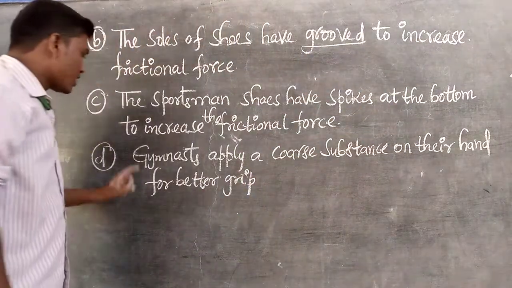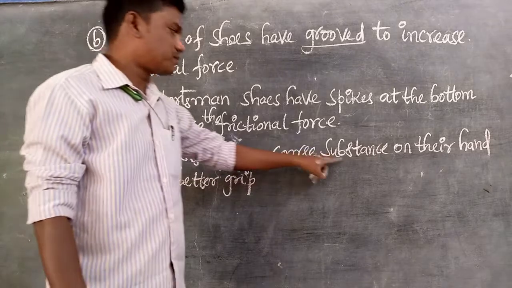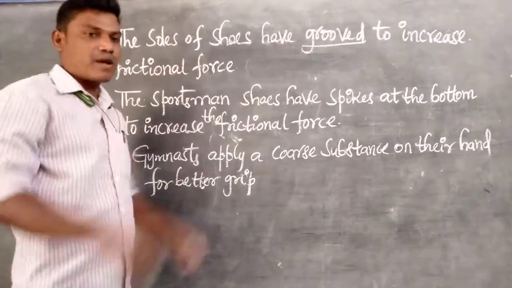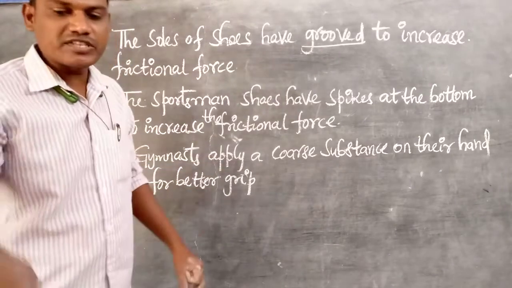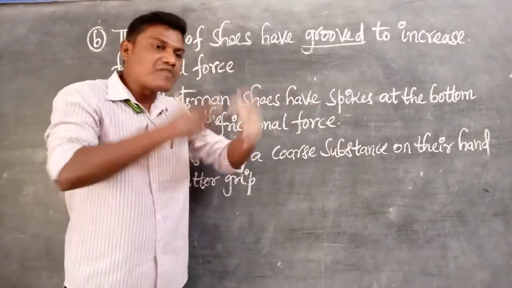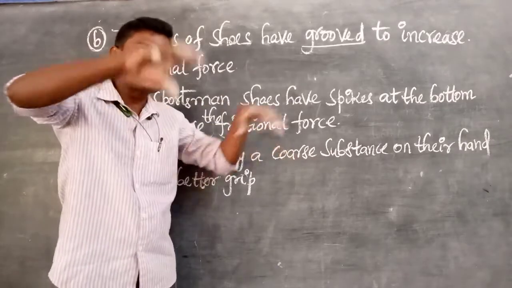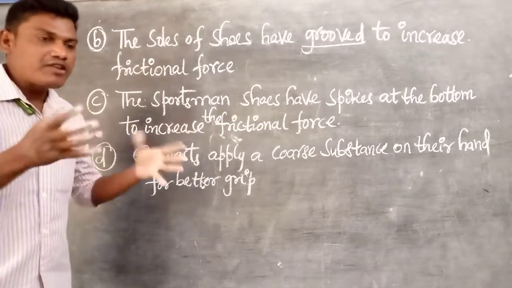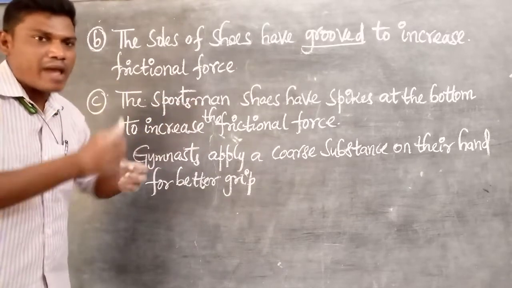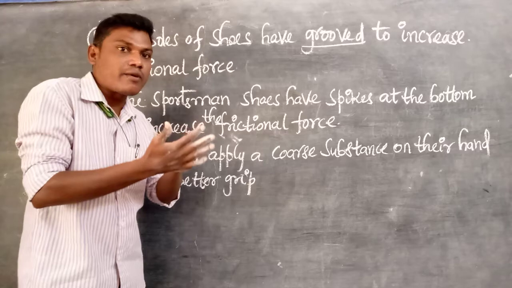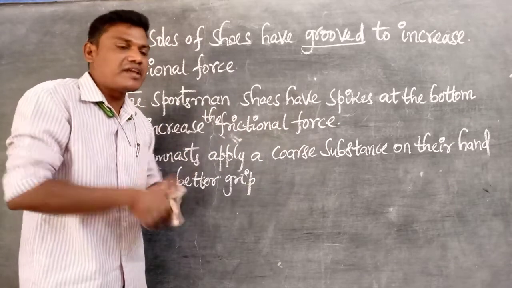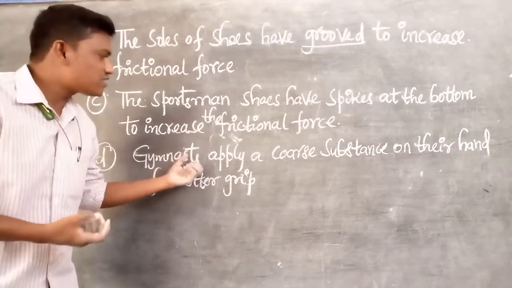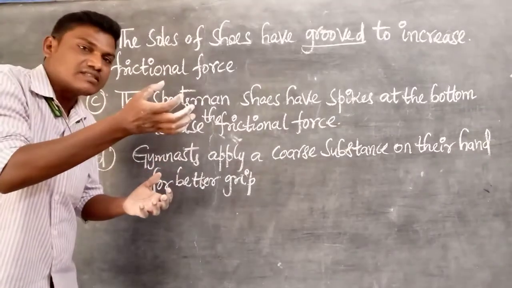Next one, gymnasts apply a coarse substance on their hands for better grip before doing any performance on the bar. You are observing that the gymnast does different performances on iron bars at a certain height. Generally, when you are doing that activity, what will happen? Sweat comes on our palm, which makes it slippery, and then you can fall down during the performance. That's why the gymnast applies it before performing that activity.